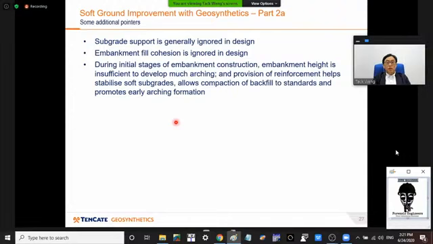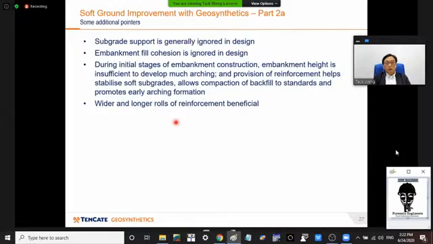During the initial stages of embankment construction, embankment height is insufficient to develop much arching, and provision of reinforcement helps stabilize soft subgrades. It also allows compaction of backfill to standards and promotes early arching formation. So it is not just the final stage where reinforcement has a benefit. During the construction, it is also valuable in that you are able to compact to the proper standards.